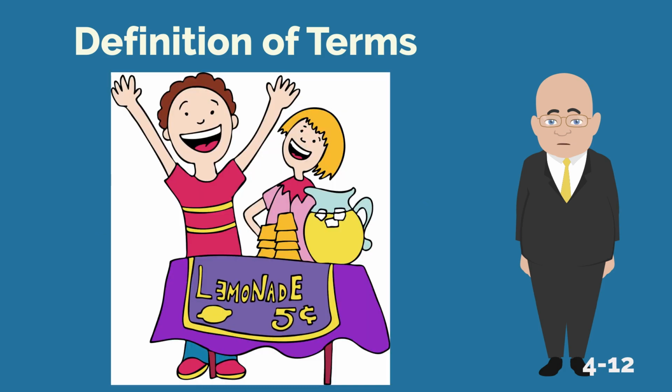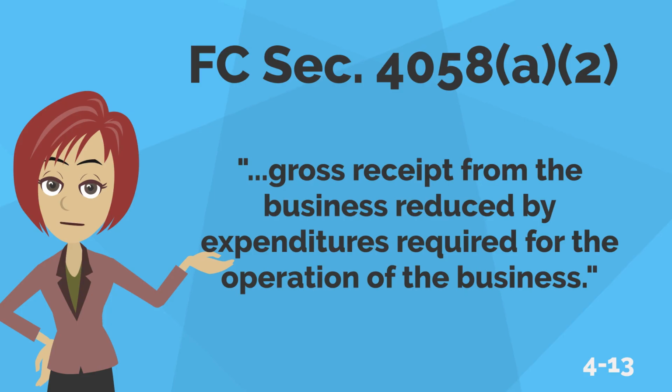Assuming Bobby owns the stand, his revenues less business expenses will be his owner compensation. There may be complications for free cups given to friends, buying extra lemons to reduce profits and support, holding back profits to open a second stand, etc. Family Code Section 4058(a)(2) defines the amount of income from a business available for support: gross receipts from the business reduced by expenditures required for the operation of the business.